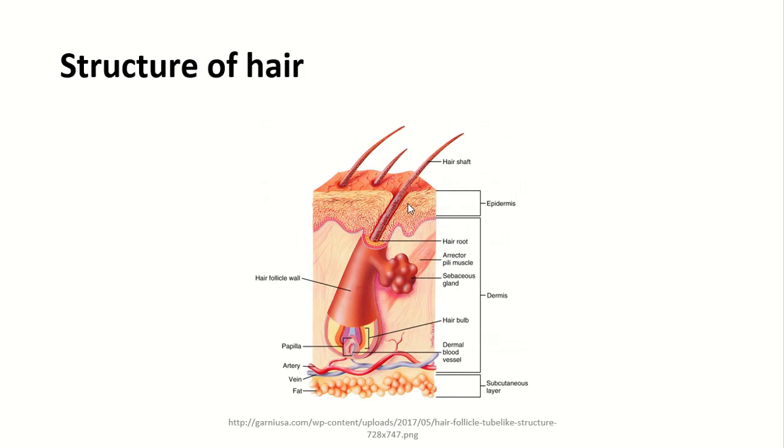Structure of hair: this is the hair shaft and this is the follicle. This is the epidermis, the root of the hair, erector muscle, sebaceous gland. This is the dermis part and then the subcutaneous part. Hair follicle wall, hair follicle, the bulb, papilla attached to the arteries and veins to provide nutrients, dermal blood vessel, and fat that is present in the subcutaneous layer.